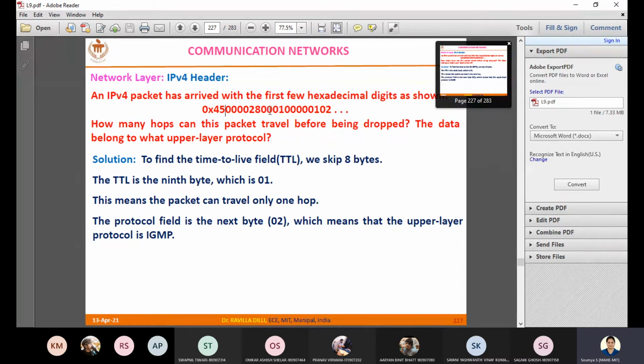00 is the 5th byte. 01 is the 6th byte. 00 is the 7th. 00 is the 8th. So now the 9th byte is 01. Okay, 01. So this means that this is the time to live. Its value is 01. It means that the packet can travel only one hop from now. It can go to only one element next from now, and followed by the last two.